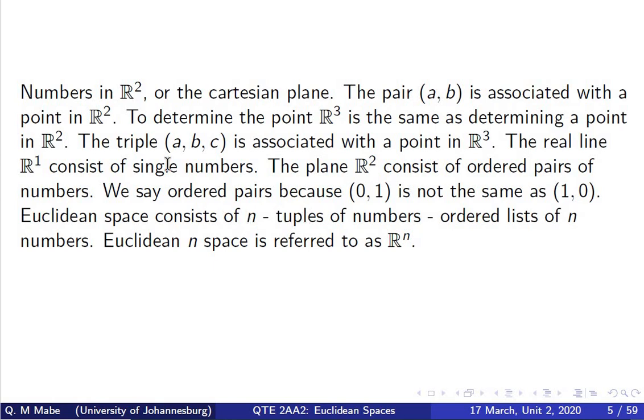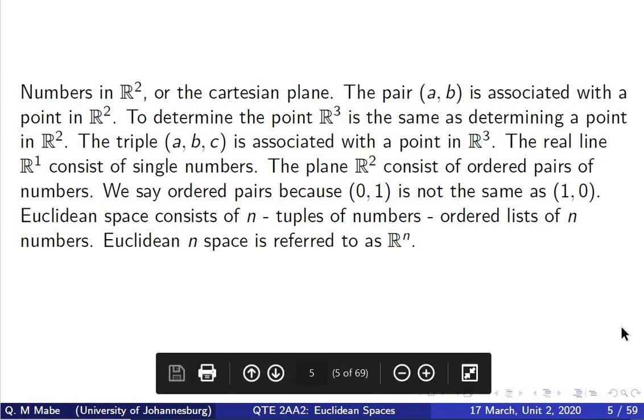So if we have a vector, a 1 by n or an n by 1 vector, that's an n-tuple, because it's a list of numbers from 1 all the way to n. Such a space is referred to as a Euclidean space, and it's written as R to the n. So whenever you see R to the n, it means that we are in n-dimensional space. In R2 we are in 2-dimensional space, in R3 we are in 3-dimensional space, and so on.